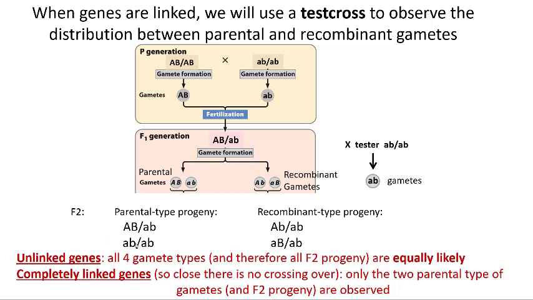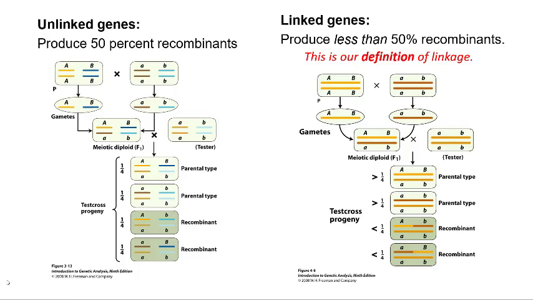Next time, we'll look in more detail about situations where we have some linkage between two genes, but they're not completely linked. They're not so close that you never observe crossing over. So this brings us to our actual definition of linkage. The definition of linkage is not what you might expect, that two genes are together on one chromosome.